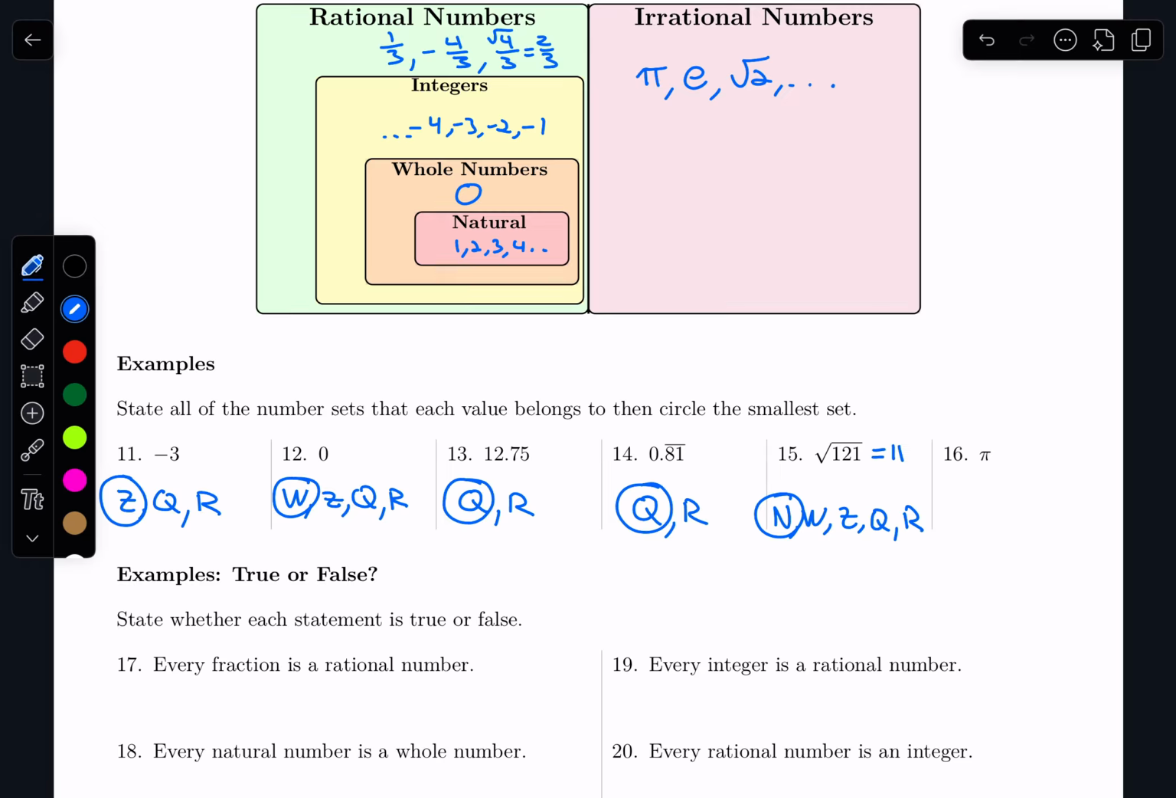And the last one there, 16, is pi. Pi is an irrational number, which does still make it a real number, but irrational is going to be the smallest group that one fits in.